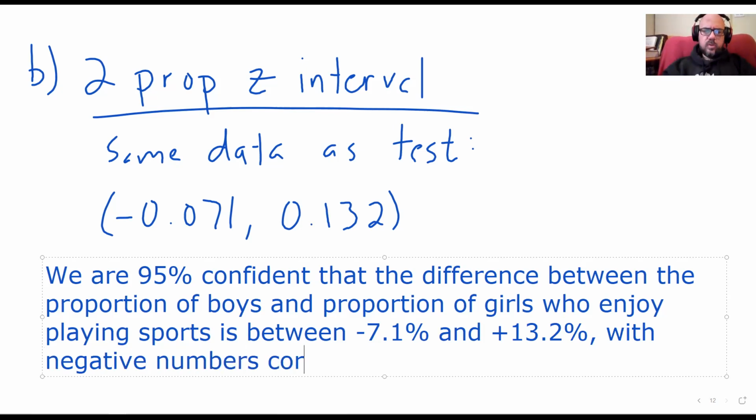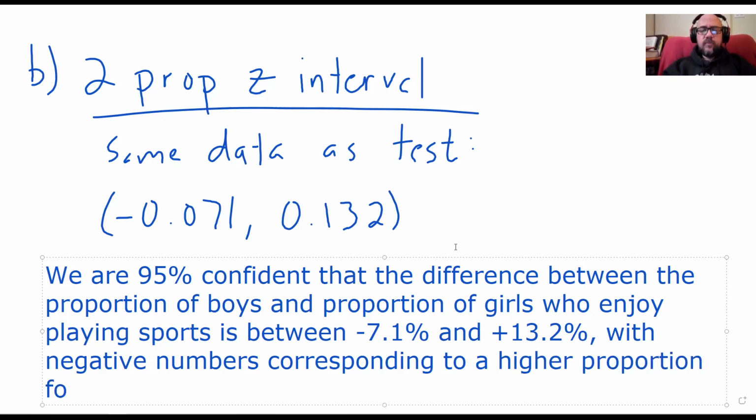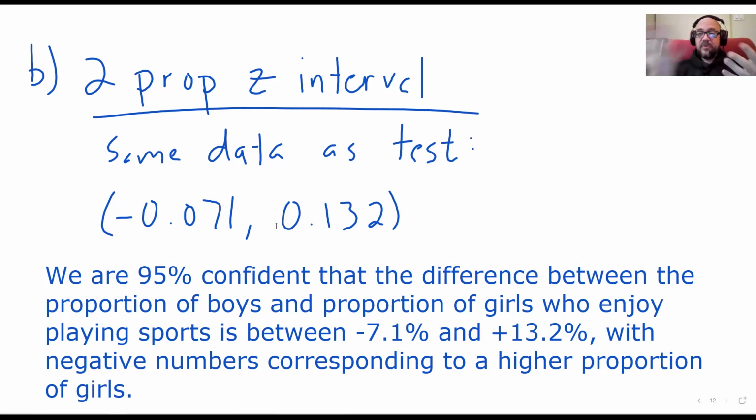with negative numbers corresponding to a higher proportion of girls. And positive numbers, I think that's implied. Yeah, there we go. So pretty much same as before. 0 is in the interval, right? Negative 7% to plus 13%, 0 is clearly between those things. And I don't have too much more to say.